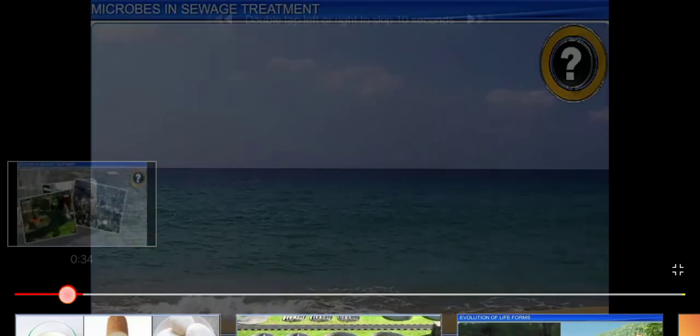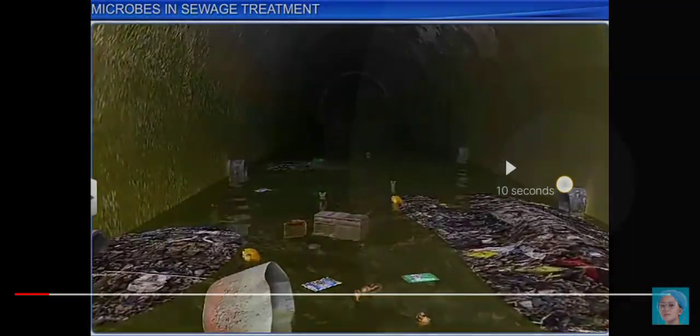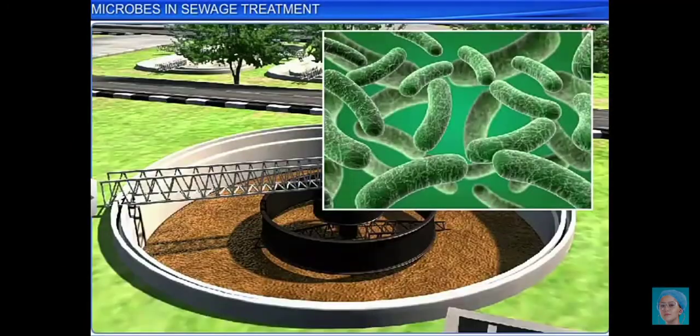Sewage is first from residences that carry body wastes, excreta, sewage produced by polluting and Yamuna.